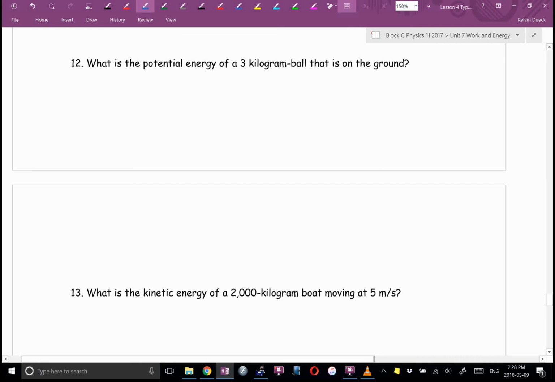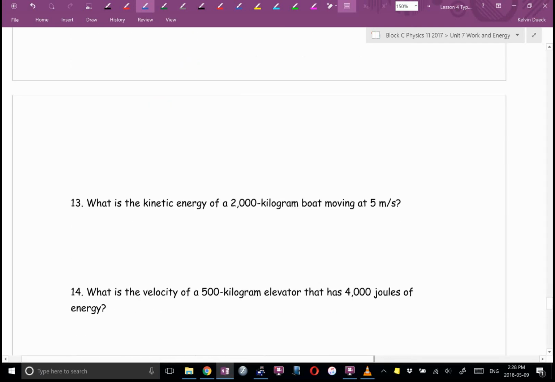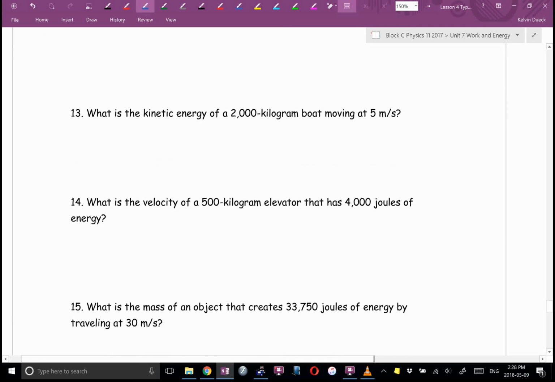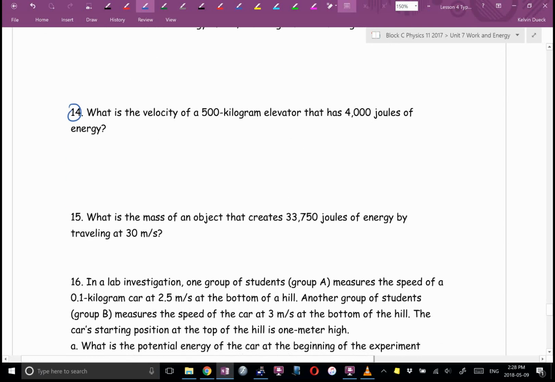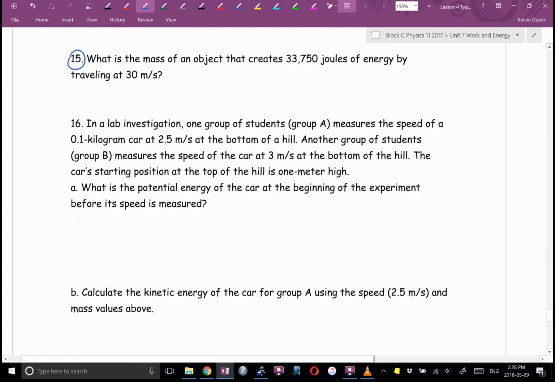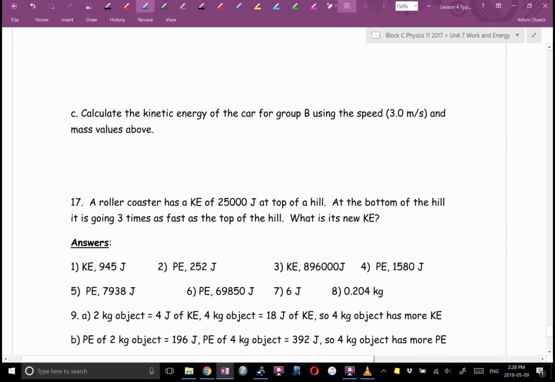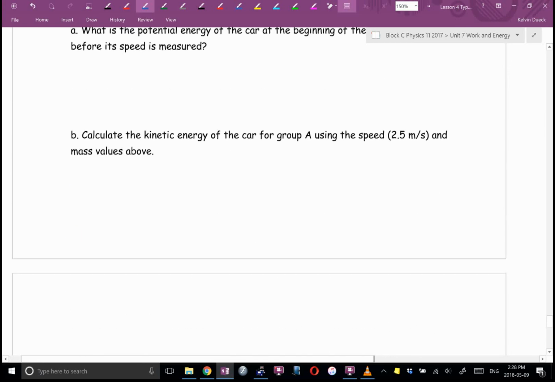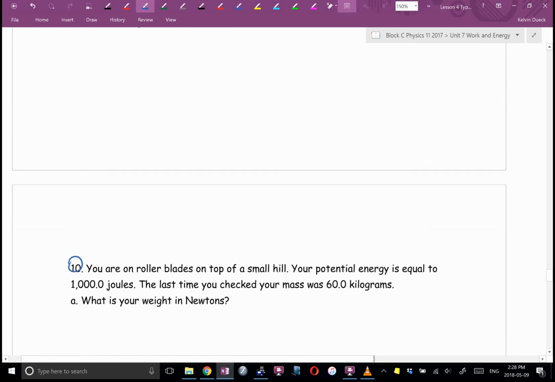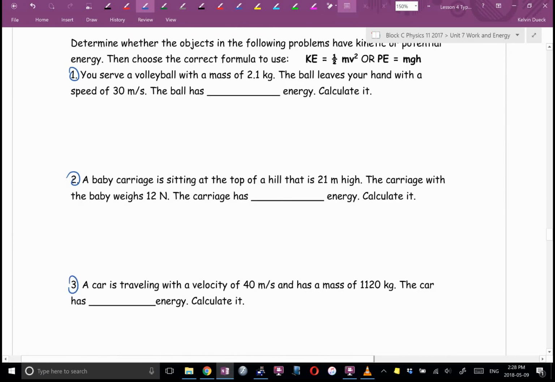What's the potential energy of a 3-kilogram ball that's on the ground? Cole, what's the answer to number 12? If it's on the ground, how much potential energy do you have? Oh, you already all did number 12, so you can skip number 12. But if you're on the ground, 0. Skip 13, 14, 15. 17. I skipped 16. It's a lot, I know, but you'll get really good at this.